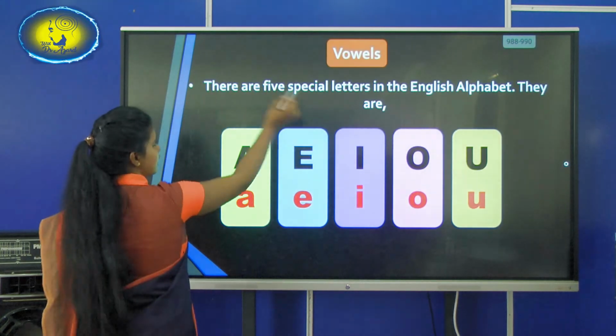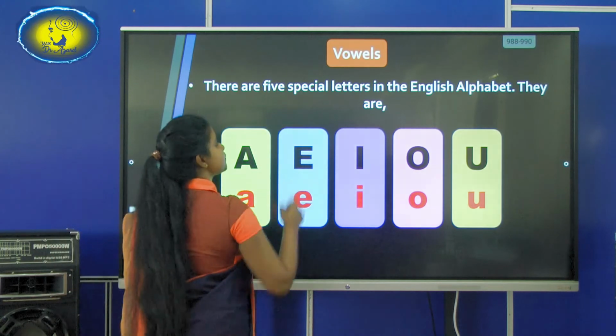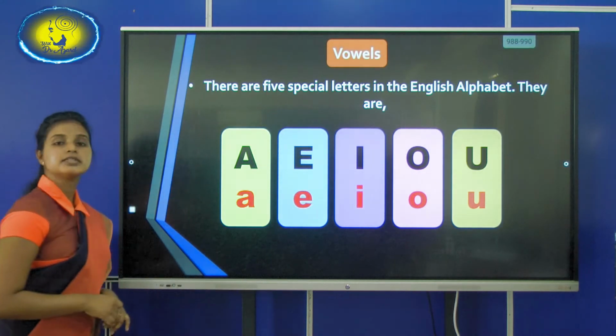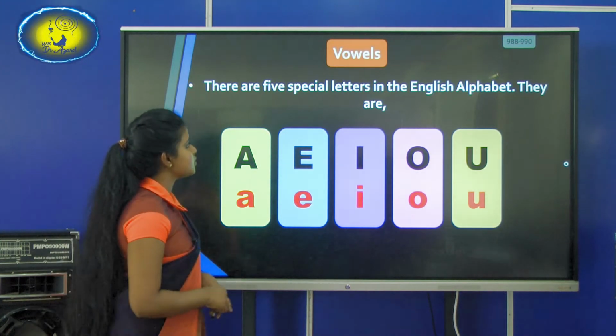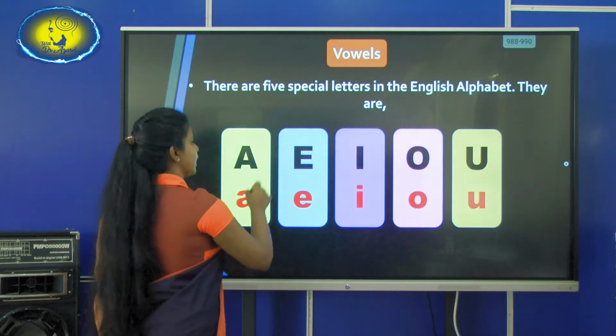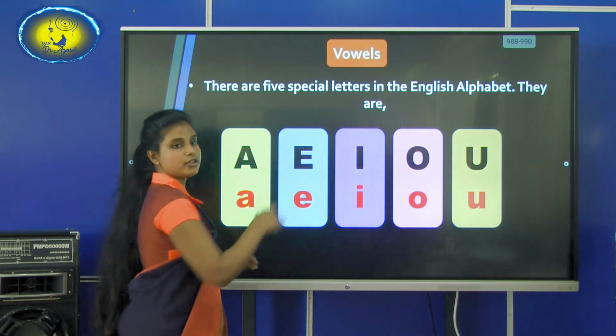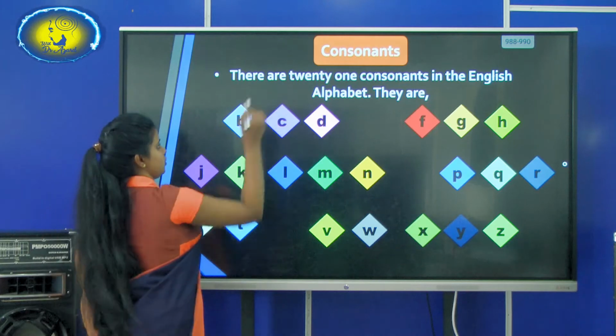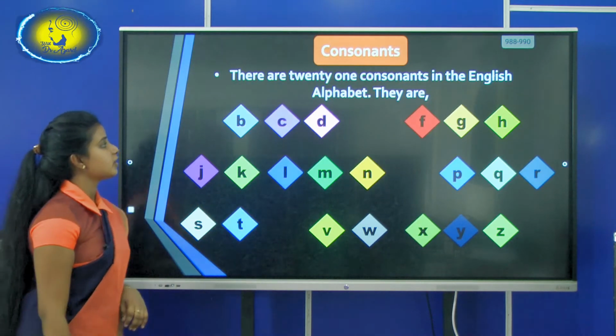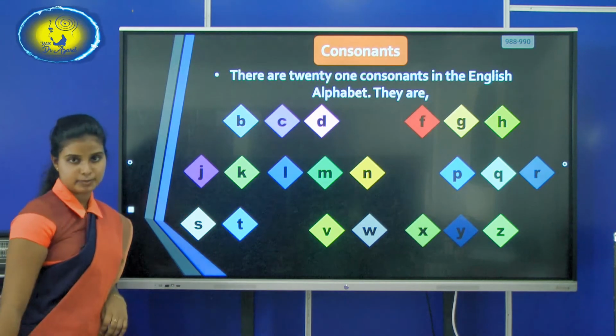Okay, let's see vowels. There are 5 special letters in the English alphabet. They are called special letters. Okay, what are those special letters? A, E, I, O and U. Those are vowel letters. Next, now consonants. There are 21 consonants in the English alphabet children.